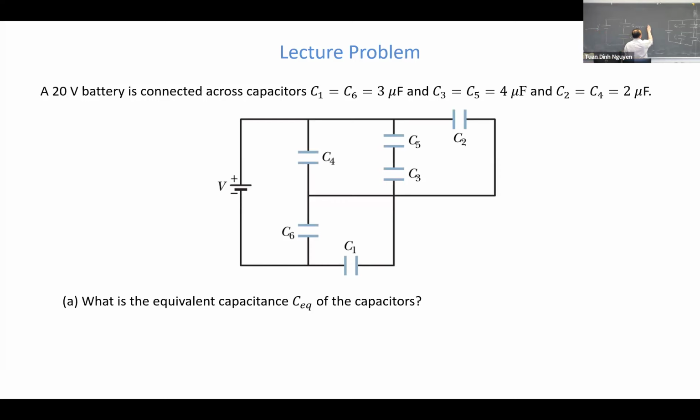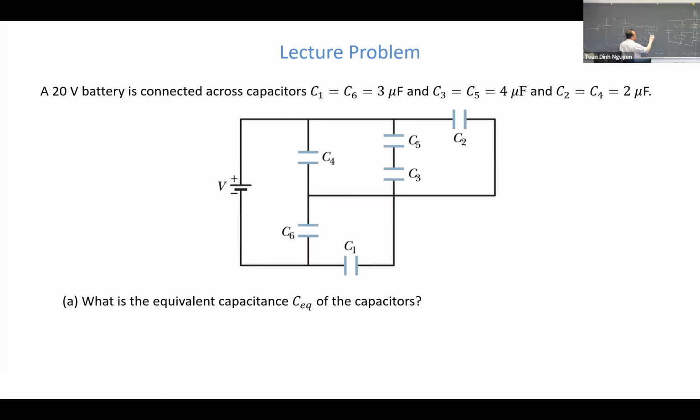So this is C4 plus C35 plus C2, which is 4 plus 2 plus 2, right? That's 8 micro. C16 is just C1 plus C6 because they're in parallel. And that's equal to 3 plus 3.